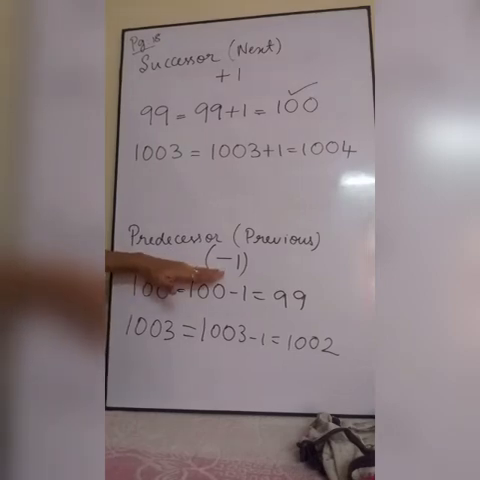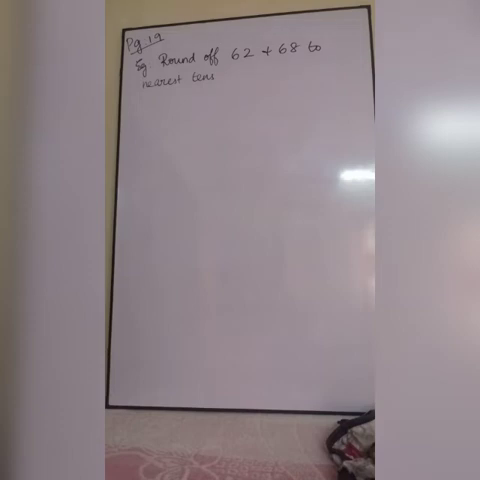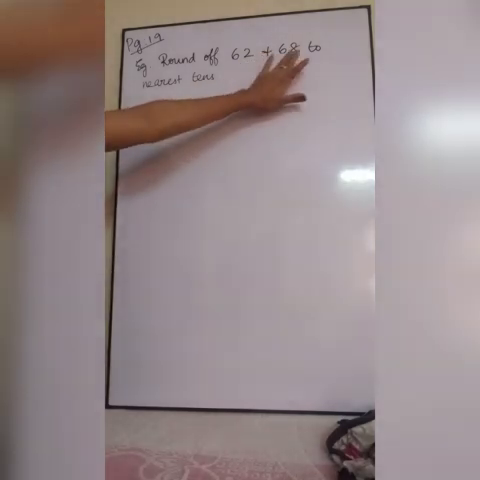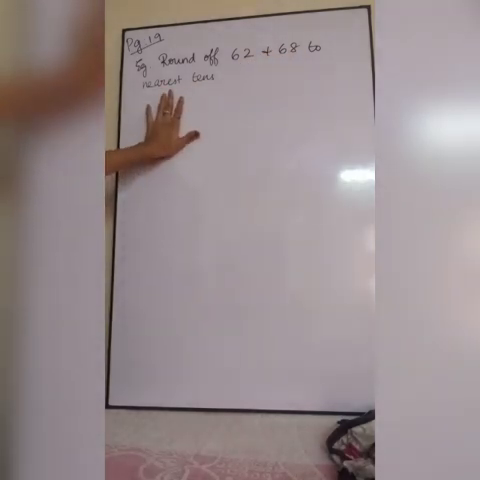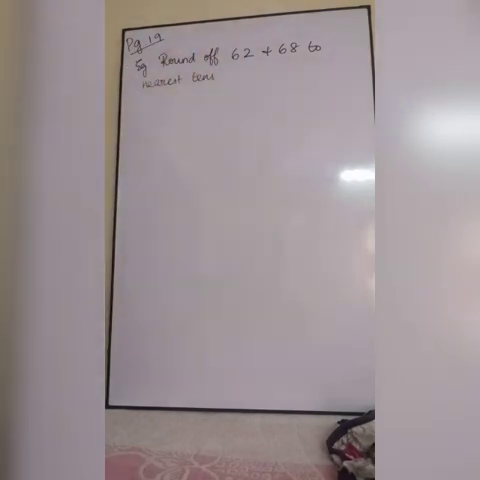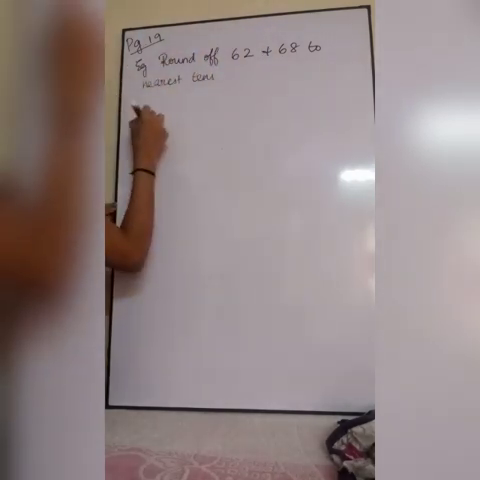Understood, children? Next, you can take page number 19. In that example, I am going to teach you the concept of rounding off numbers. We have discussed this previously; we can just recall it. Rounding off means we get an approximate or nearest value to that number. Now, what is the question given? Round off 62 and 68 to the nearest tens. We have to round off these two numbers and write the answer. So what is the first question? 62.